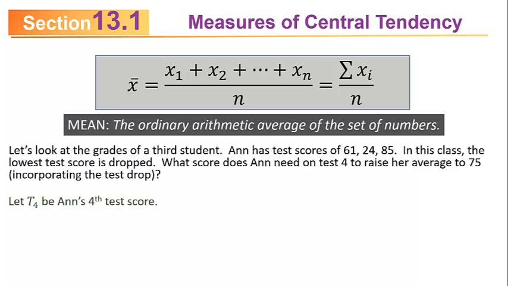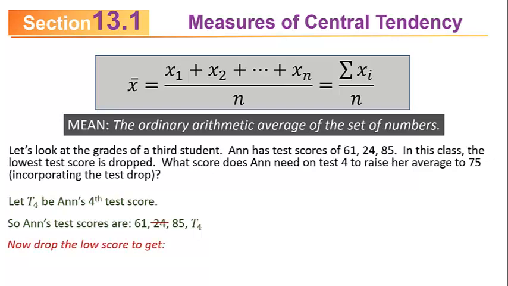Well, again, just read through the problem. We're looking for the test 4 score, so we'll let a variable stand for that, and I've been using capital T's for the test score, so I'll call T sub 4 Anne's 4th test score. So that means her test scores are 61, 24, 85, and this unknown test 4 score.